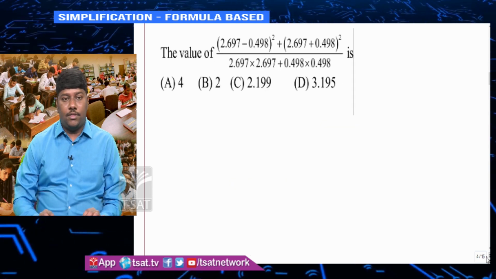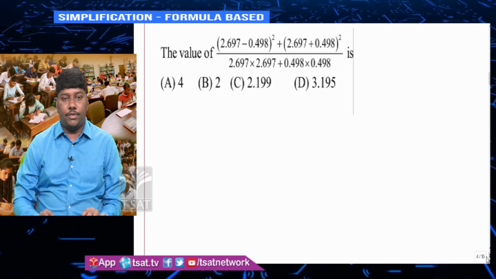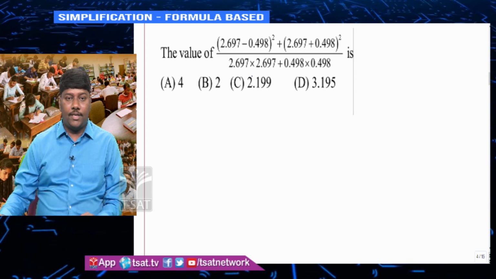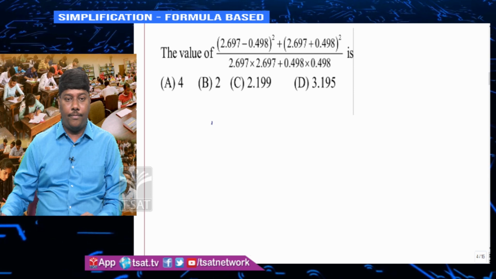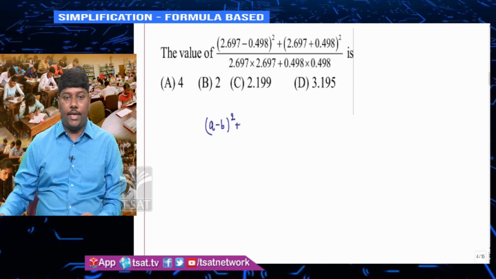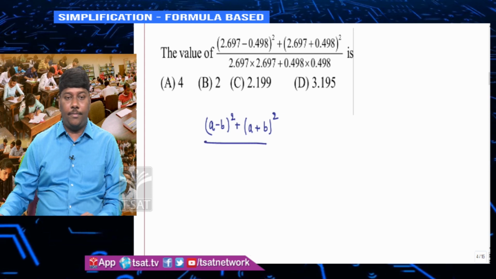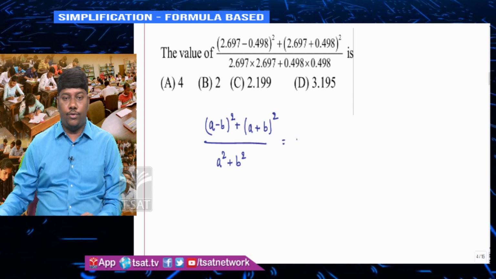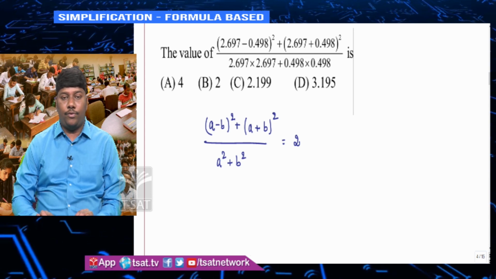Now look at this question. This question is (2.697 minus 0.498) whole square plus (2.697 plus 0.498) whole square, divided by 2.697 into 2.697 plus 0.498 into 0.498. That is, you can say it is simply in the form of (a minus b) whole square plus (a plus b) whole square divided by a square plus b square, which is equal to, we know, 2. We have already discussed this formula in the previous class. The result is 2. But what is a here?